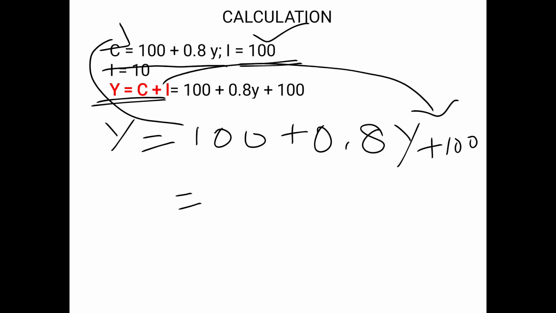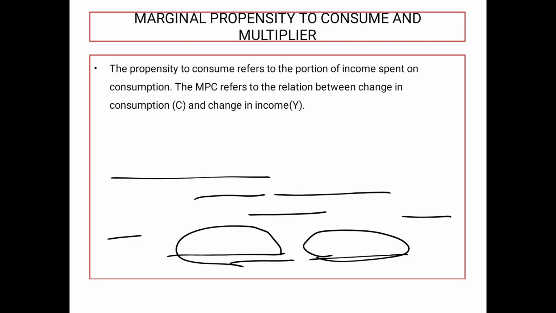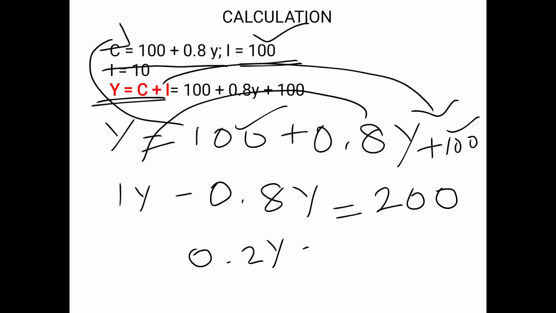Now what you have to do? We take this as 1y. You bring this 0.8y towards this side, minus 0.8y, which is equal to this 100 and this 100 together, which is 200. So when you subtract these two, you arrive at 0.2y, which is equal to 200.